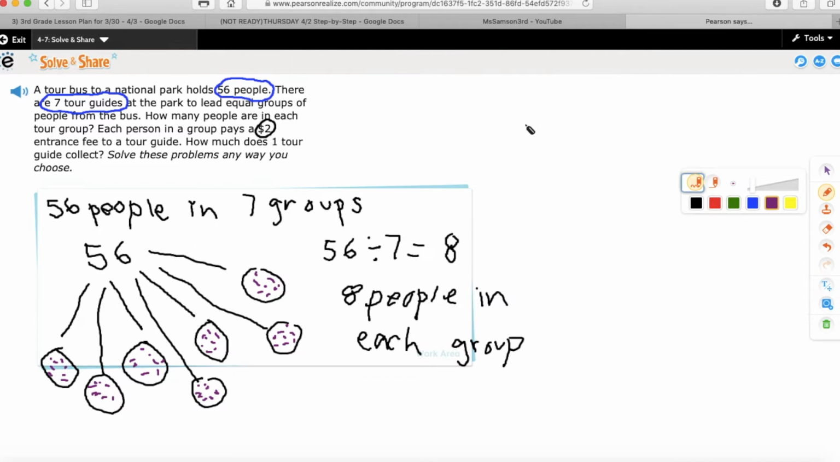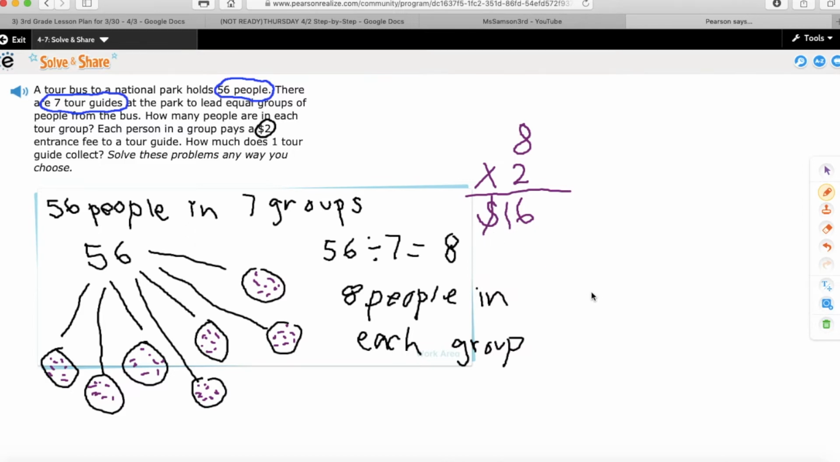So what you need to do is you need to do 8 times 2, because there's 8 people in a group, but they need to pay $2. So you can just do 8 times 2, which will give you 16. So one tour guide will collect $16.